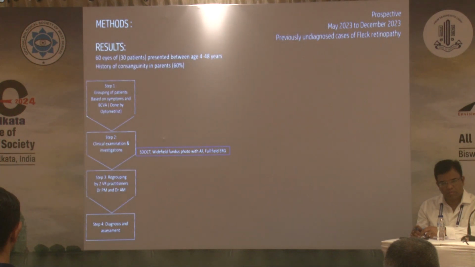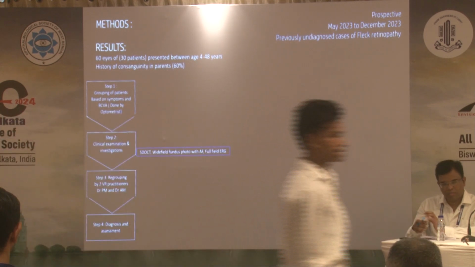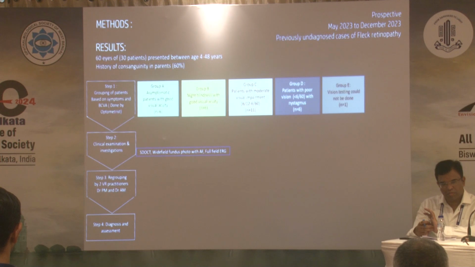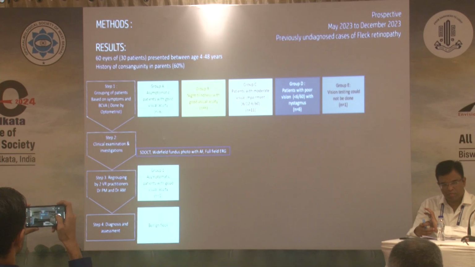So we looked at the phenotype of 60 eyes of 30 patients who had a mean age of presentation between 4 and 48 years. The history of consanguinity was present in 60% of patients. Now the initial groups were group A, B, C, D, E, which was done by the optometrist, but finally after regrouping, we had group 1, 2, 3, 4, 5, 6.